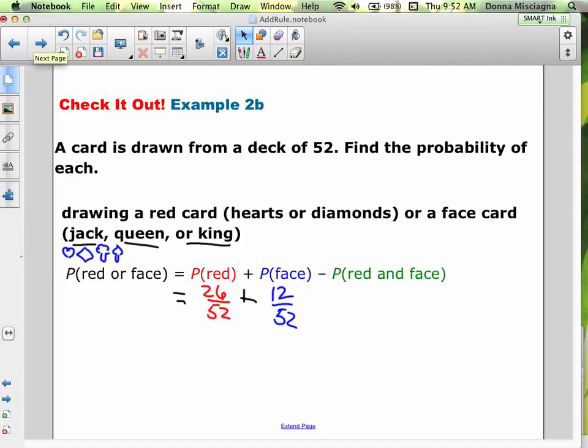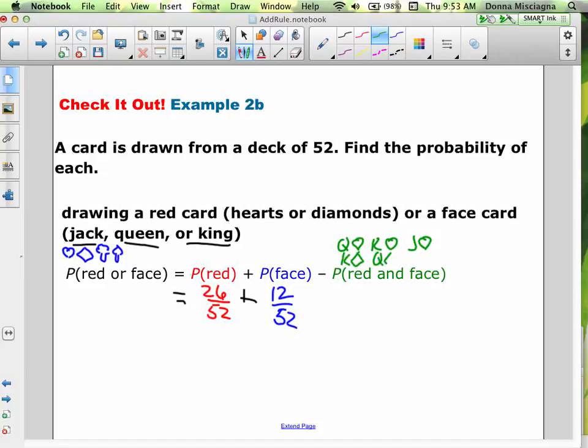So we have 4 of those for each of those 3 categories here. And then how about red and face? Let's list our red and face cards, because that'll probably help us remember. Give me examples of some cards that are red and face. Queen of hearts, king of hearts, jack of hearts, and on and on. King of diamonds, queen of diamonds, and jack of diamonds.